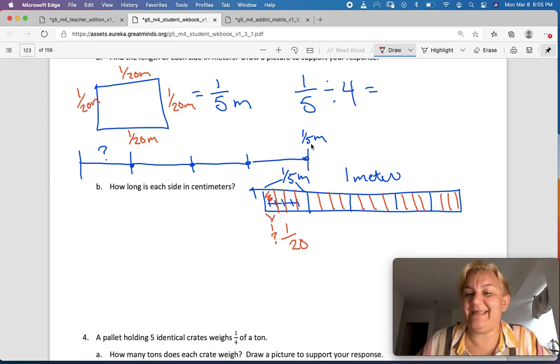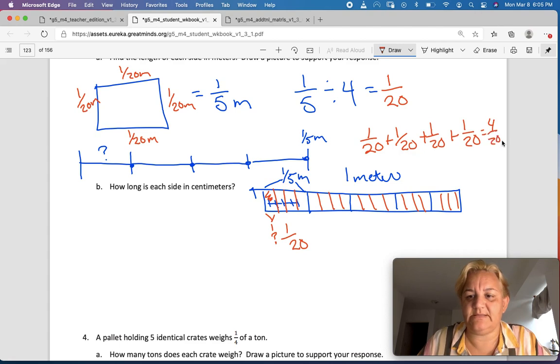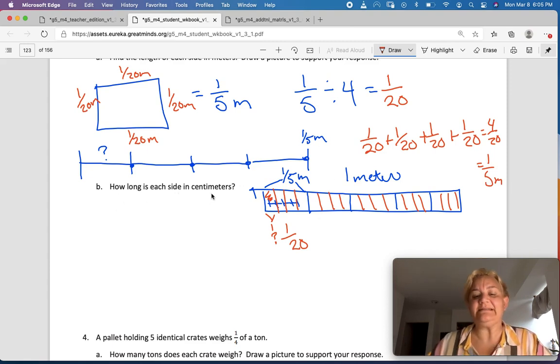Now we can check that. Let's check our work by adding 1/20 4 times to see if we get that perimeter, which would equal 4/20, which would equal 1/5 of a meter. Okay, good. How long is each side in centimeters?